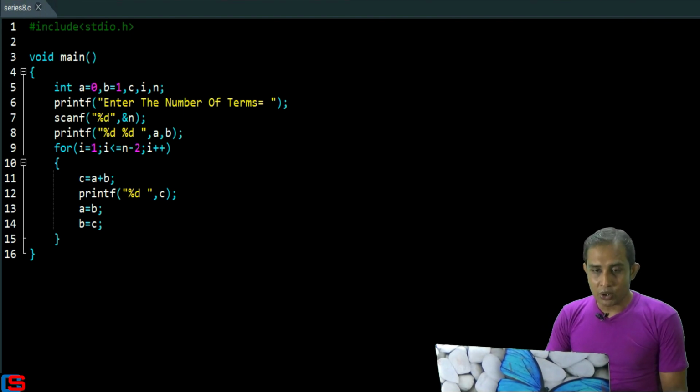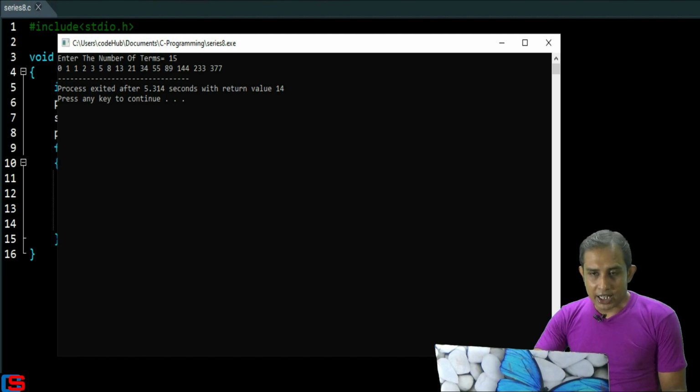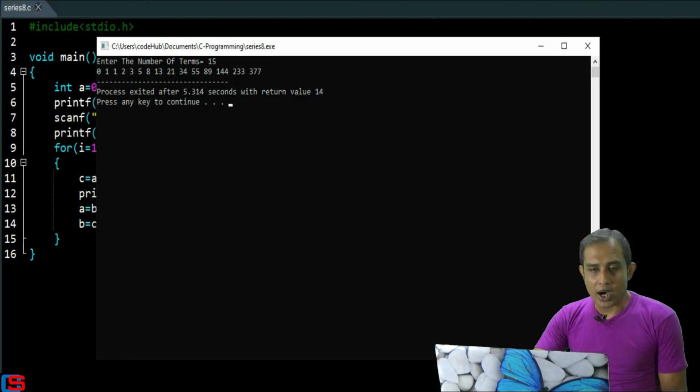Let's see what the output is. Enter the number of terms. Suppose I am going to print 15 terms. Now you can see the output is 0 1 1 2. So 0 plus 1 becomes 1, then 1 plus 1 becomes 2, 1 plus 2 becomes 3, and 3 plus 2 becomes 5. And this is the Fibonacci series.